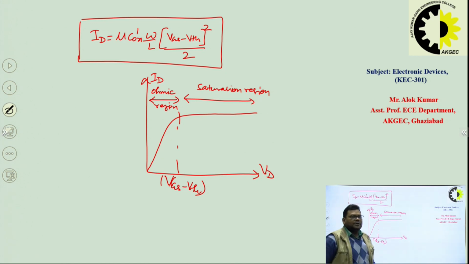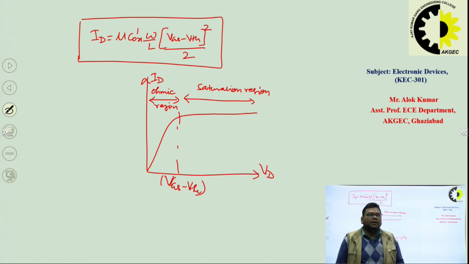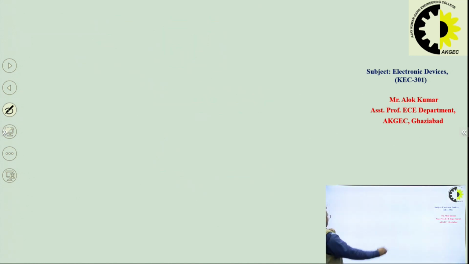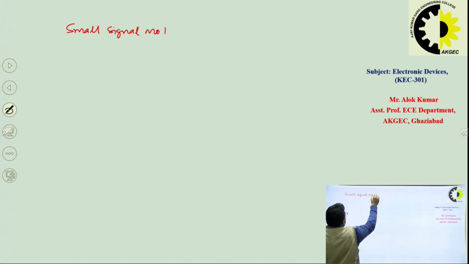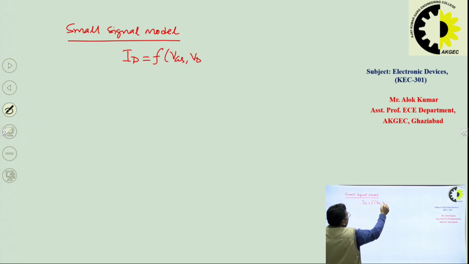So this is the current equation we have derived. The next topic we will see in this video is the small signal model of the MOSFET. In the previous section we have seen that the ID current is a function of VGS and VDS mainly.